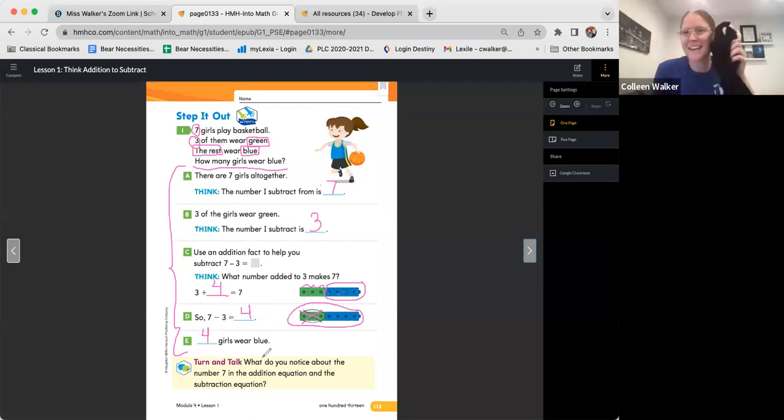Okay, time to turn and talk. Whoa, incoming Monkey. Monkey the mathematician's back for turn and talk. What do you notice about the number 7 in the addition equation and the subtraction equation? What do you notice?